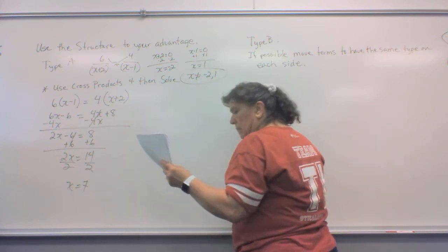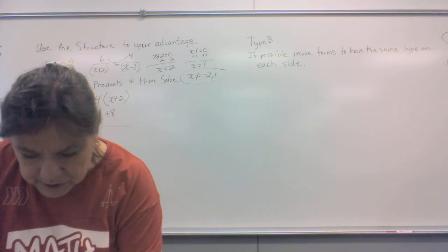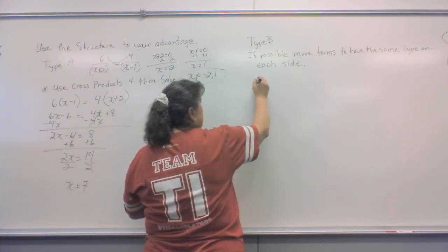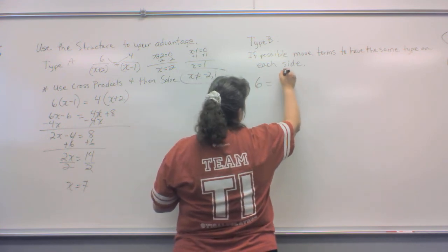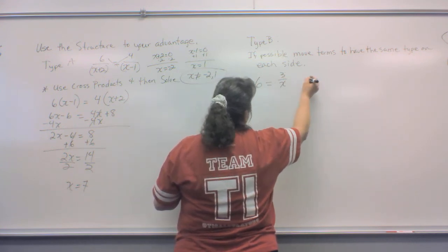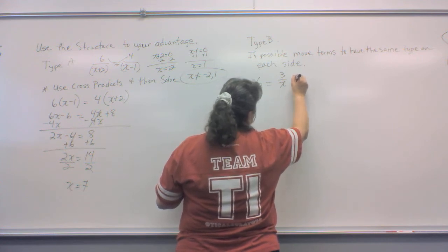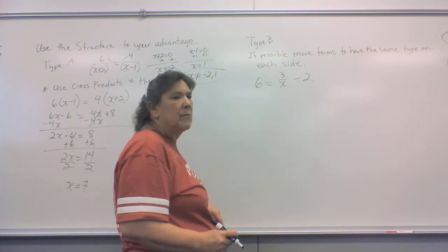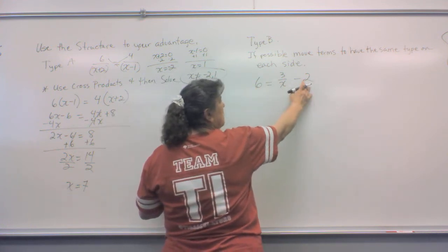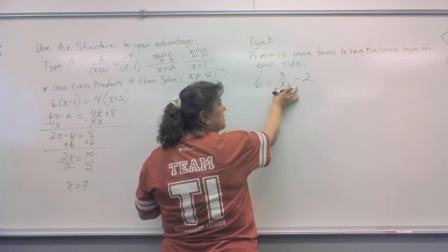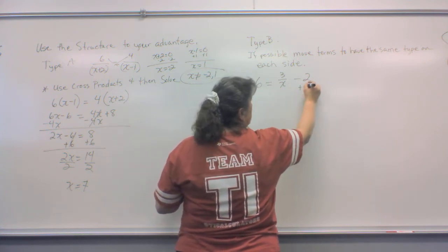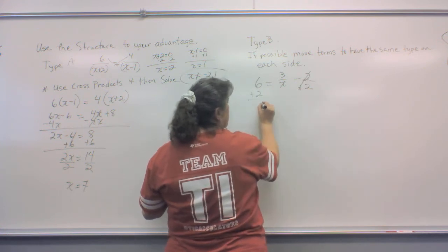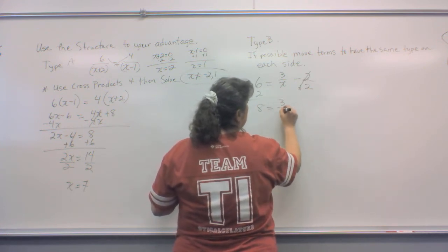Okay? So that would be the first step we would do. Now I don't remember what I put up here, but I think it was something like this. 6 is equal to 3 over x minus 2. Okay? So I want the same type on the same side. This is a different type than these are. So I'm going to add 2 to both sides and end up with 8 is equal to 3 over x.